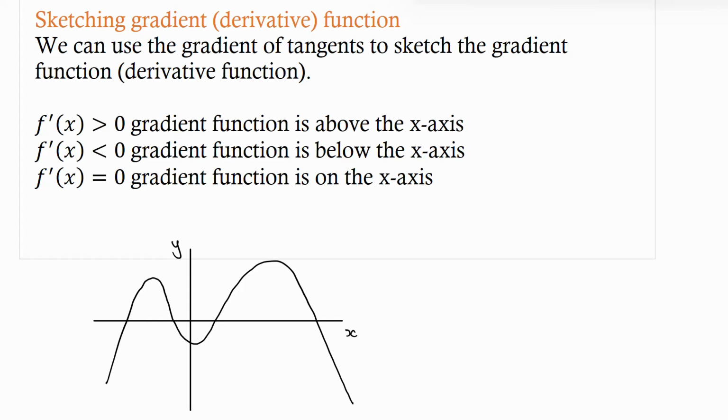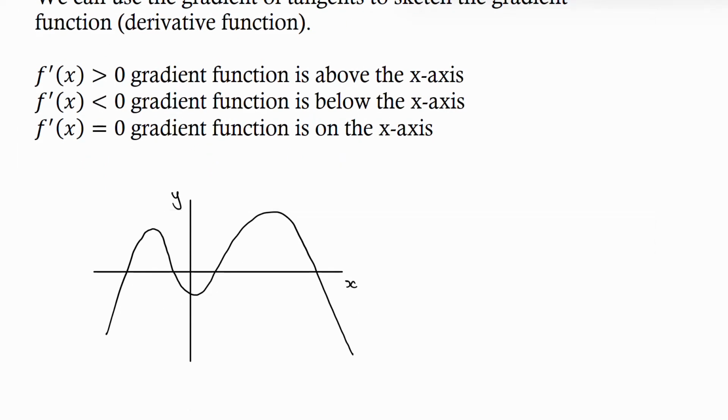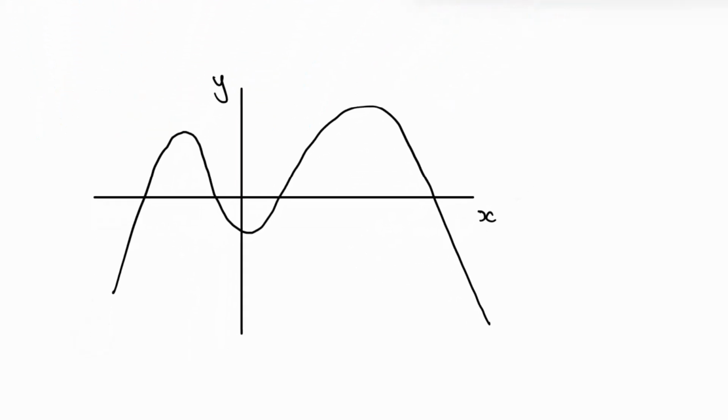So, some things to remember. If your derivative or the gradient is greater than 0, when you go to draw your gradient function, that part of it's going to be above the x-axis. If the gradient is less than 0, it's below, and if it's 0, it's on the x-axis. Here we have our original function. I'm going to go through and mark my gradients that are 0 first, and I know that occurs at turning points. So I know there's going to be a 0 here, a 0 here, and a 0 here.